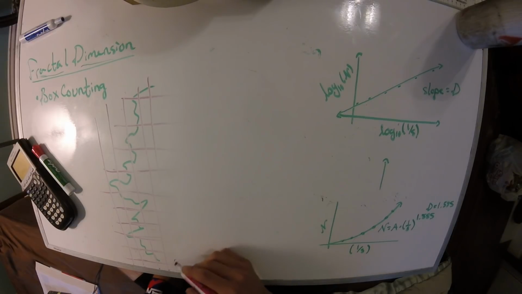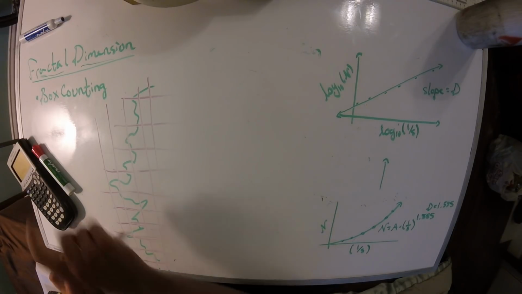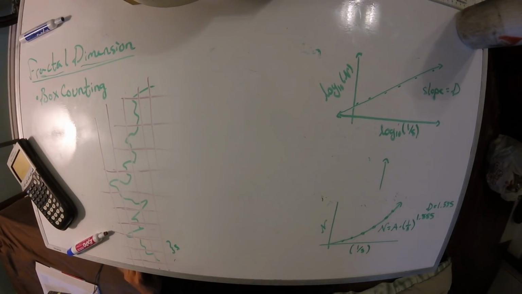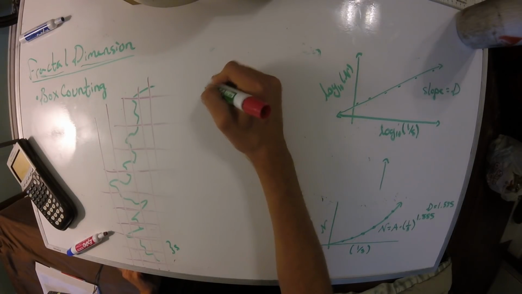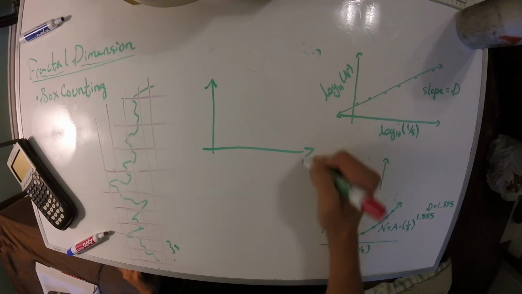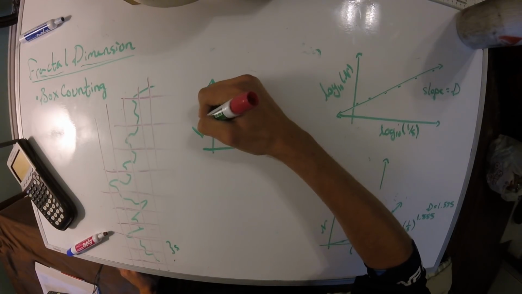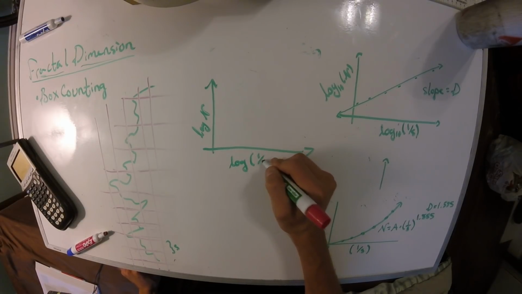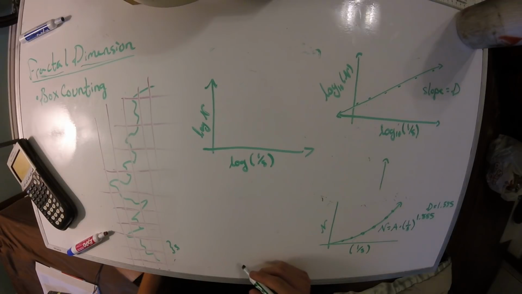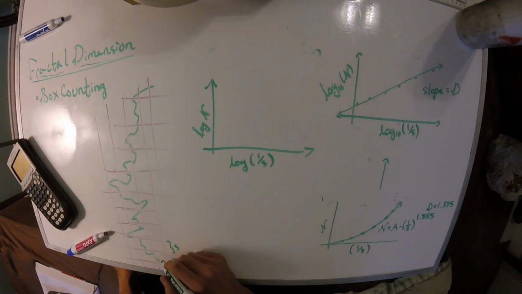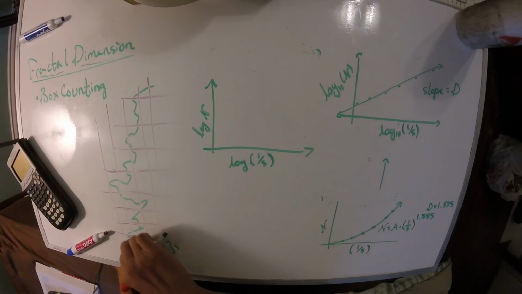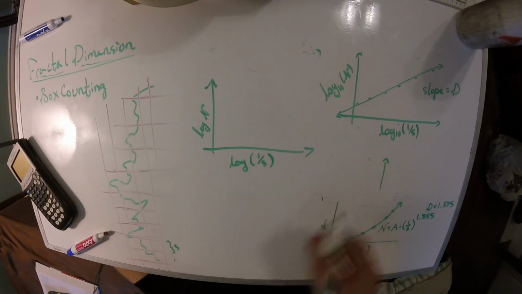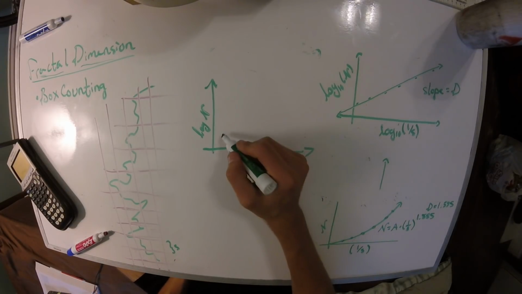And you have some side length of each box, so side length s, and then what you want to plot is log n versus log 1 over s. And so you count up the boxes that are touched. You go 1, 2, 3, 4, 5, 6, whatever. You get some n. You take its log. You take the log of 1 over s, and then you plot a point.